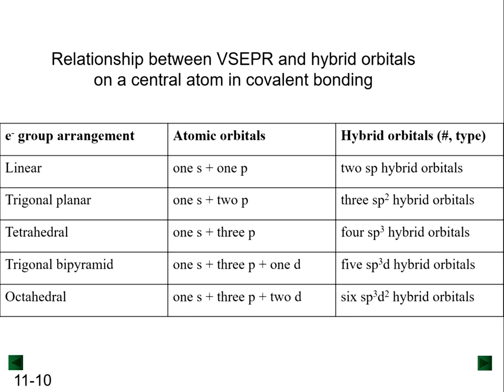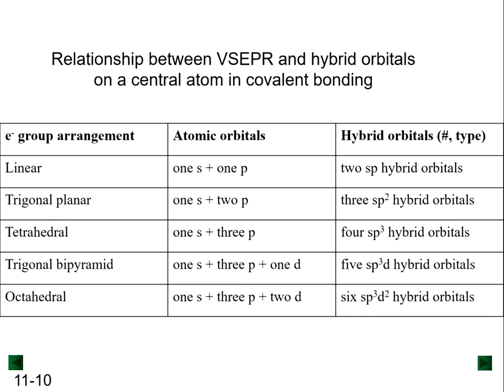So this table here provides an important relationship for you to use in connecting VSEPR and hybrid orbitals on a central atom in covalent bonding. So remember, the central atom hybridizes its own atomic orbitals to produce hybrid orbitals that will maximize overlap for covalent bonding. So the first column here tells us the electron group arrangement. And you know from chapter 10 how to deduce electron group arrangements to use in VSEPR, right? So you know how to make an electron group arrangement. And then we have linear, trigonal planar, tetrahedral, trigonal bipyramid, and octahedral.